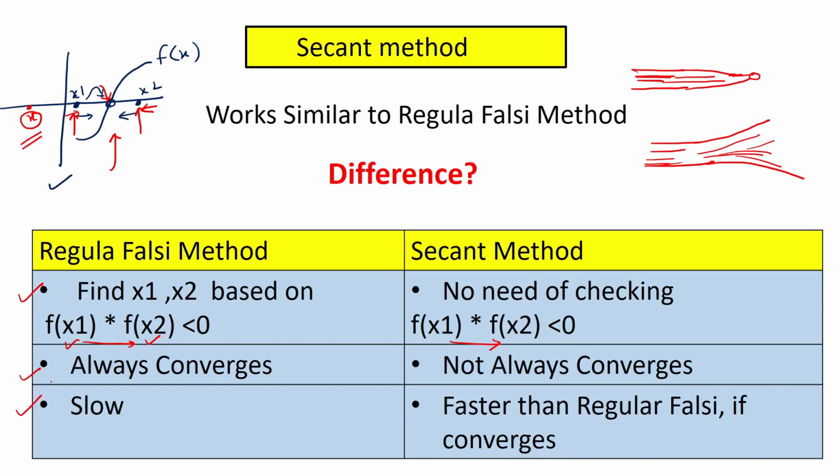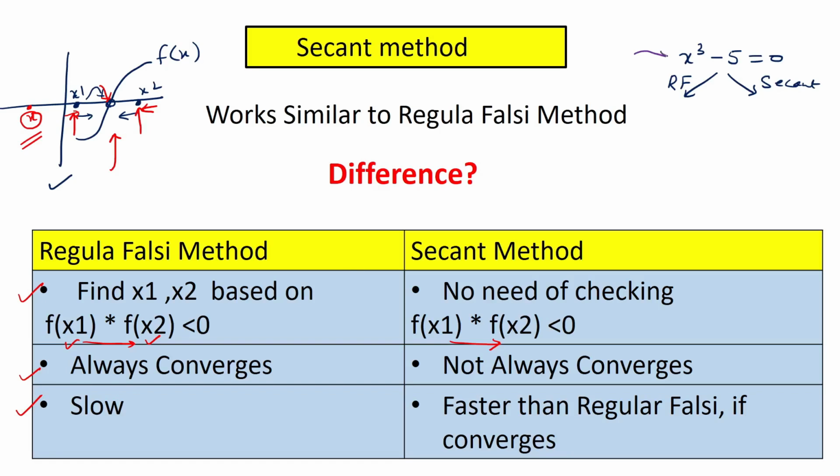The third difference is that the regula falsi method is slower in comparison to the secant method. What does it mean by slower and faster? For example, I have this equation, and I want to find the root of this equation using regula falsi as well as the secant method. Let's say the regula falsi method gives me some value of the root, let's say 2.34, and I get this value, let's say, in the 10th iteration. Now the secant method can give me this value, that is x equal to 2.34, in fewer iterations. That is, it can give me, let's say in the 6th or 7th iteration, the same value that I was getting from the regula falsi method.